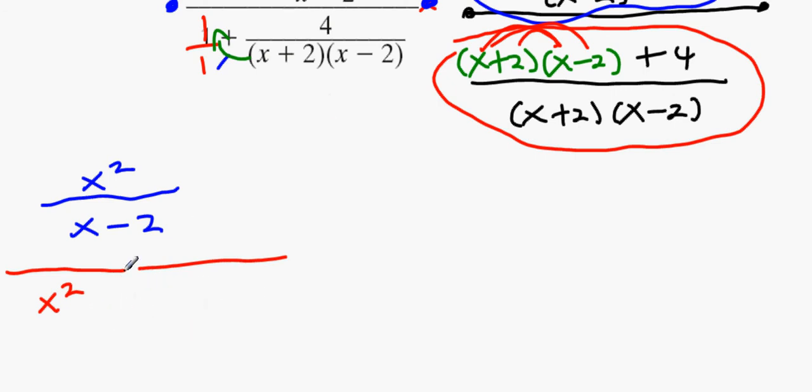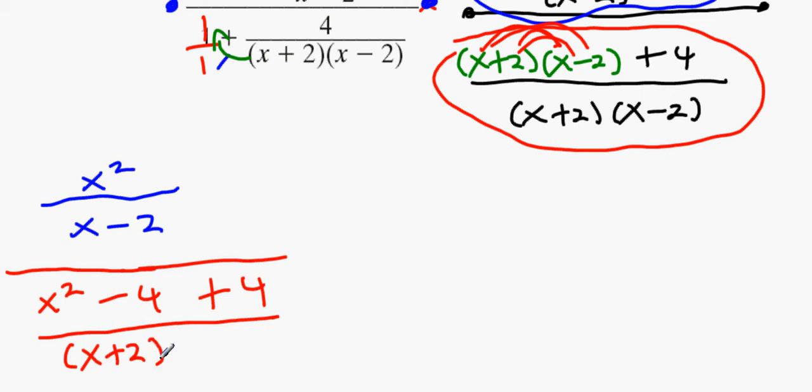And then 2 by minus 2 is minus 4. And then we have the plus 4 from earlier. And then we have all that divided by x plus 2, x minus 2. Now, see the plus 4 and the minus 4? They're going to cancel each other out. Okay, so the plus 4 and the minus 4 are going to cancel each other out. And what you're going to be left with is x squared.